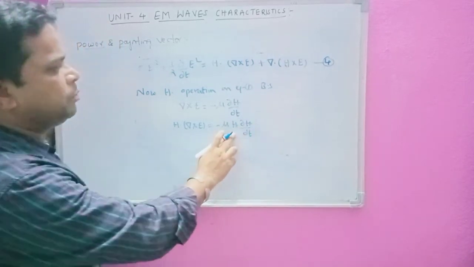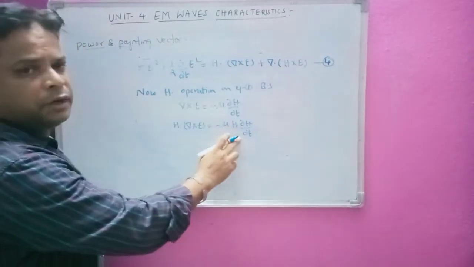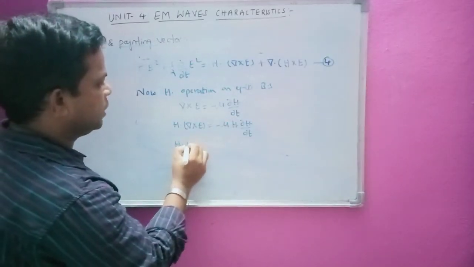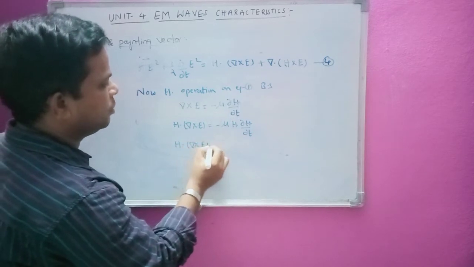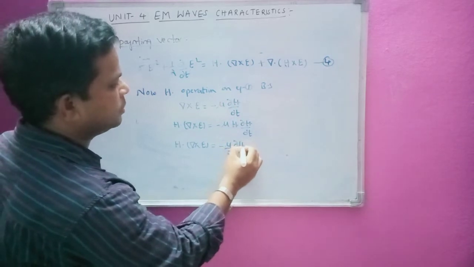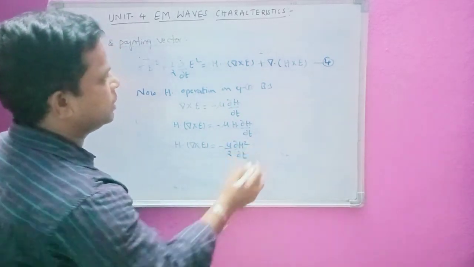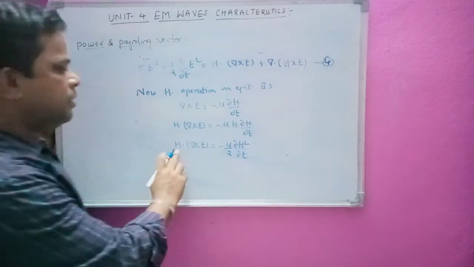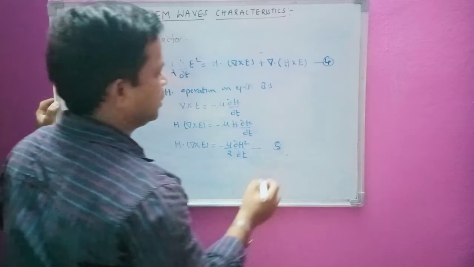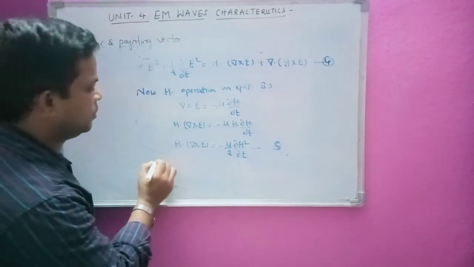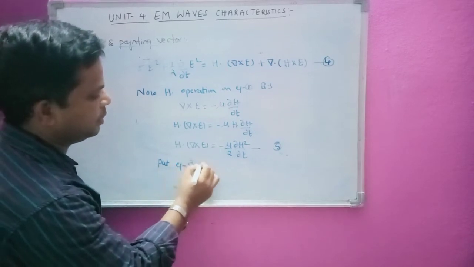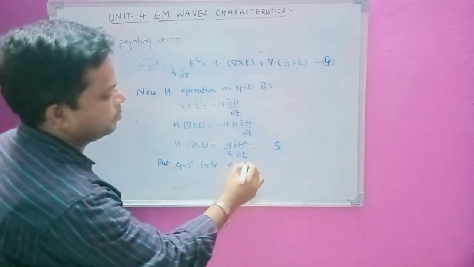As we have done the same procedure for calculating this one, we are going to get the same here. If I apply the same, what I get is H·(del cross E) is equal to minus mu by 2 ∂H square by ∂t. I can write it simply like that. Now I am substituting this in this. Let us take this as equation number 5. Now put equation number 5 into equation number 4.